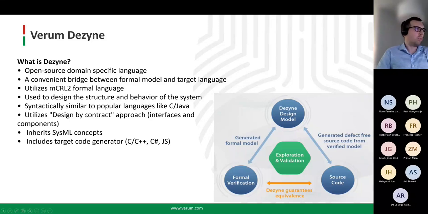The only thing that needs to be noted is that we are using the design by contract approach. So basically, it means that we need to specify our interfaces. We need to specify what we expect between each of the models and what kind of return value we want to receive. If you are familiar with SysML, there are plenty of concepts that you will recognize. We have the interface and the components. And at the end, as I said before, we have the included target code generator.